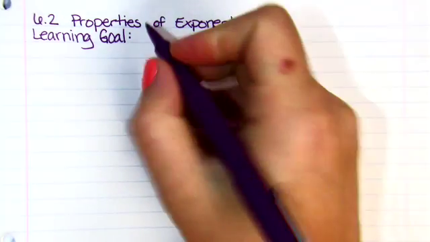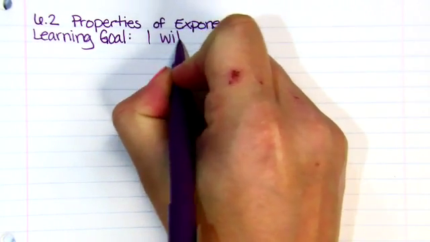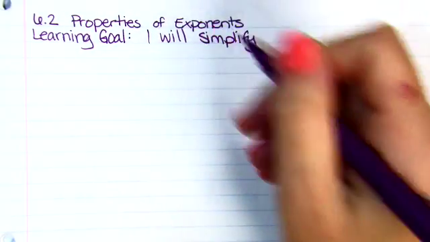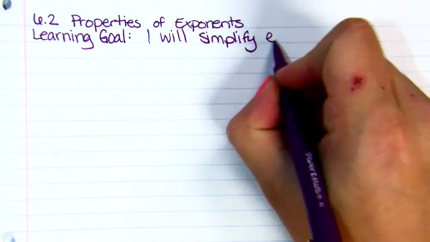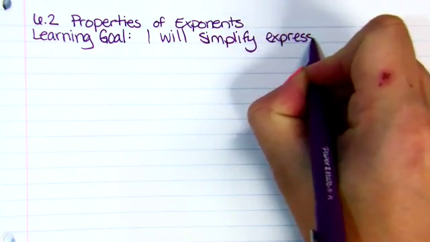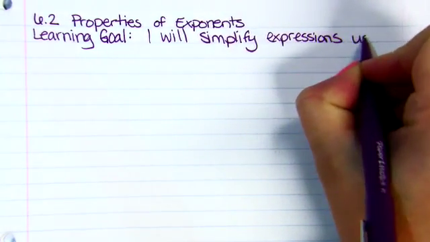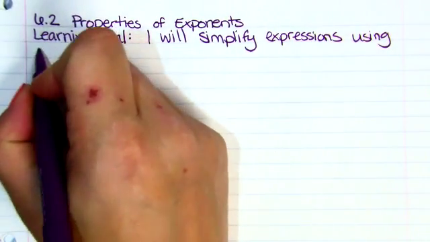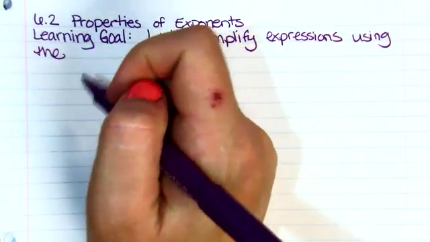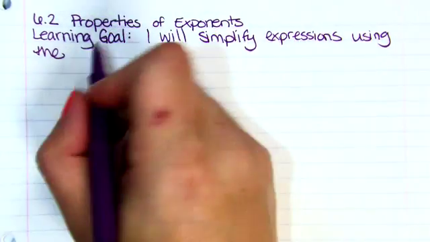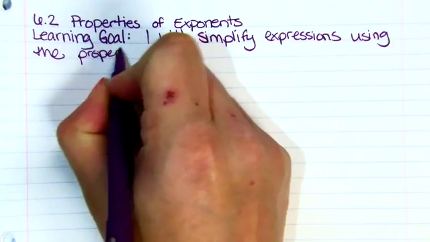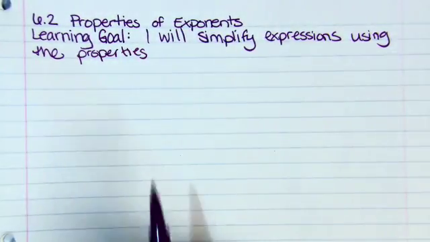So our learning goal today is I will simplify expressions using the properties of exponents. Now, this is something that I've seen when you guys take your standardized testing. I see these problems on there all the time, and you're usually like, oh my gosh, this looks ridiculous. What on earth am I supposed to do?